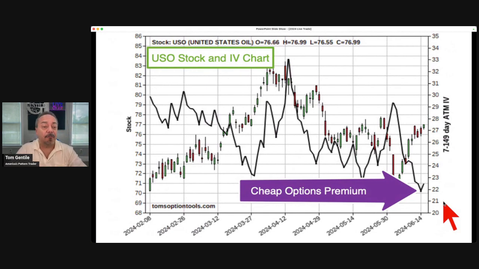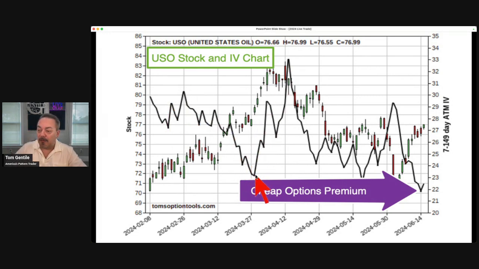This is an ETF. This is USO. And so USO is the United States Oil ETF, and we can see where the price of USO has been in the last several months, from 70 up here to around 83, back down into around 70, up to around 76.99 today. And then the black line you see here, well, this is the options implied volatility on all those near money calls and puts, stamped each and every day.